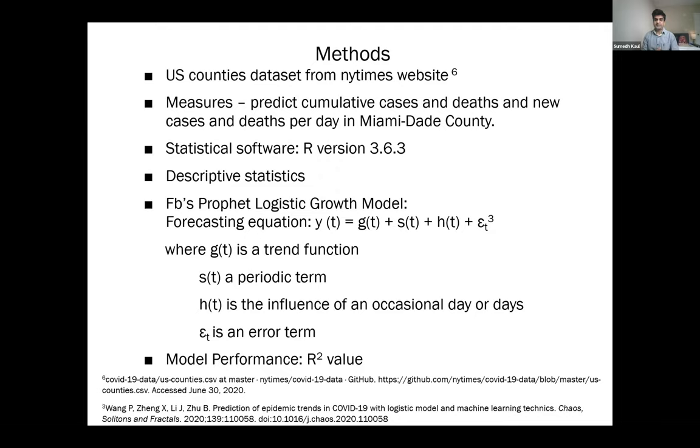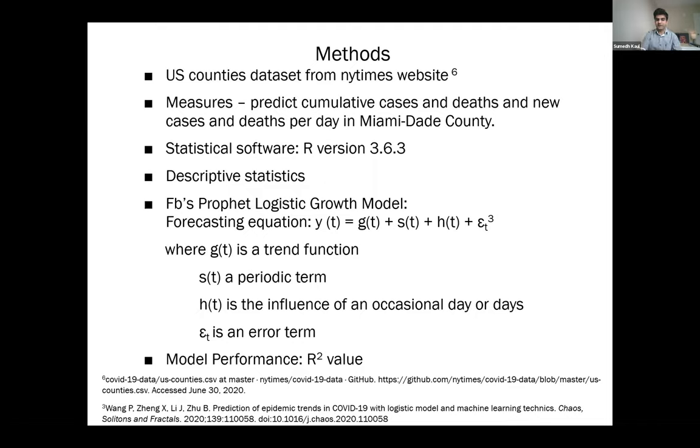And we started with the predictions from confirmed cases and deaths from the beginning of the pandemic, from 11th March 2020 to 30th June 2020. And the forecasting was done till 25th August 2020. And the models were updated on a weekly basis so that we can include more data points in order to bring more accuracy in the results. And all the statistical analysis was done in R version 3.6.3.